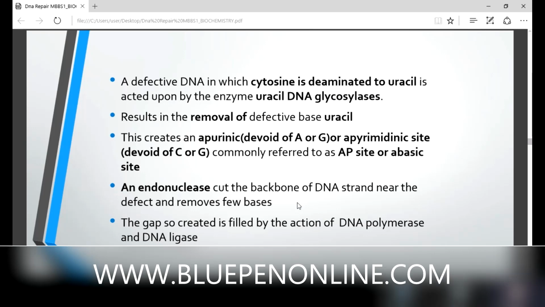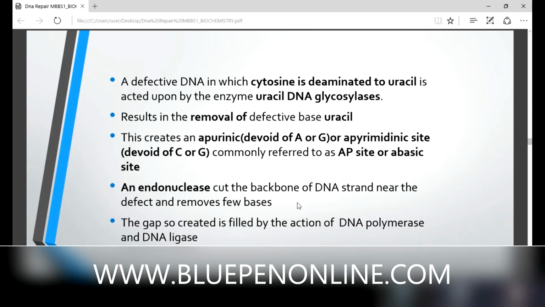This terminology is very important. In molecular biology, we introduce some special terms, like nick, ligation, like that. So here we introduce another term, AP site or abasic site. What is it? That is an apurinic or apyrimidinic site. It does not have adenine or guanine. Apyrimidinic does not have C or T.